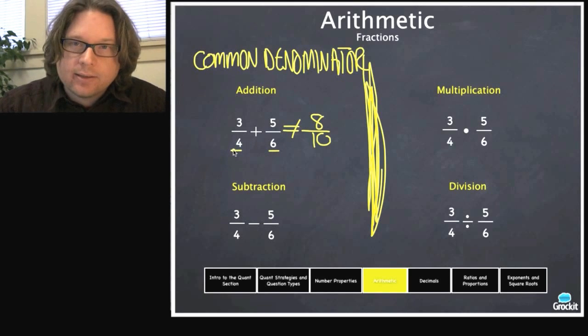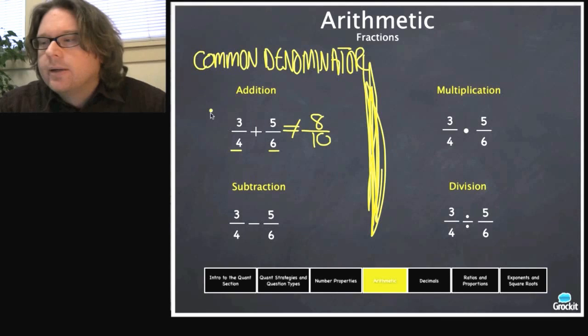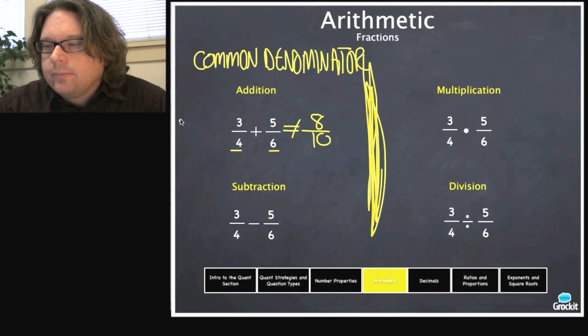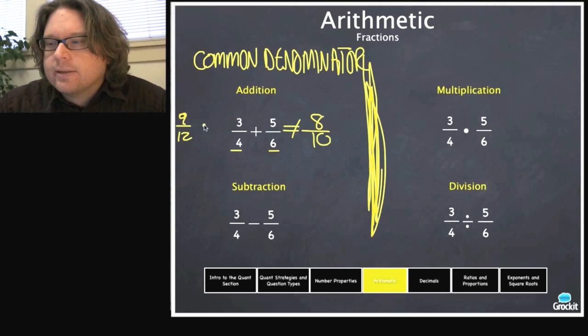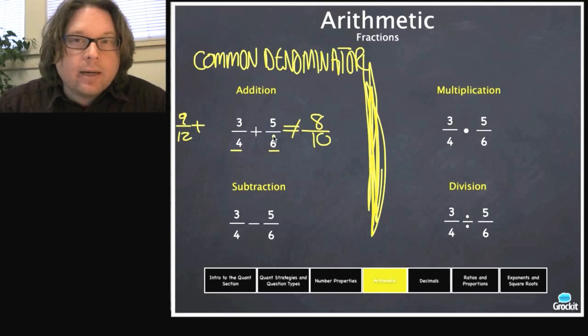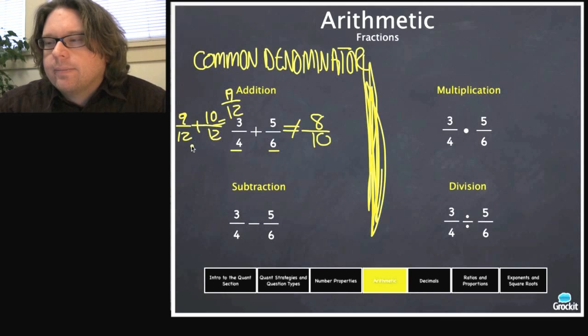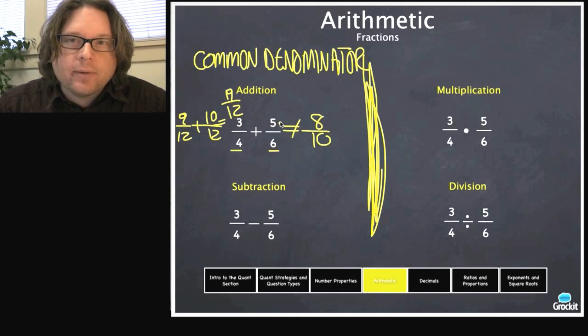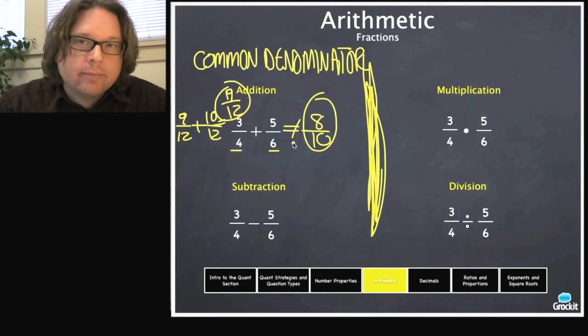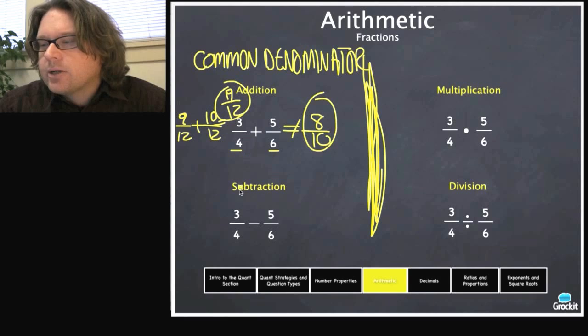In this case, 6 and 4 both have 12 as a multiple. So this is really 9/12, because we multiply the numerator and denominator by 3 to turn it into 12ths. And then this one, we multiply the numerator and denominator by the same number, 2, to get 12ths. So this is 10/12ths. So that equals 19/12ths. Sometimes it'll be further reducible at that point, but you can't predict that. 19/12ths is very different from 8/10ths, and that's how wrong you'll be. So, don't do that.